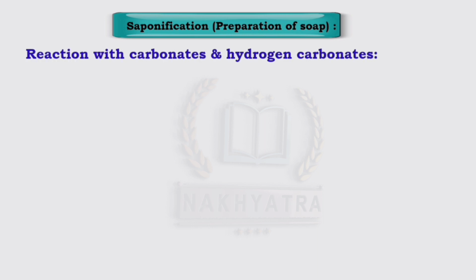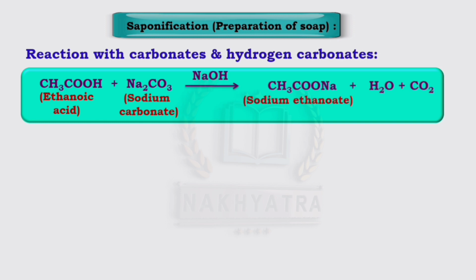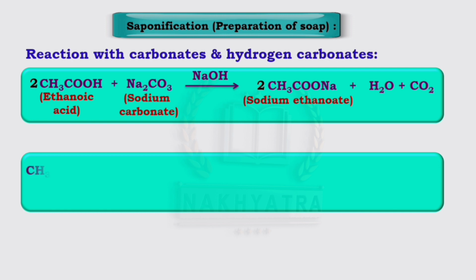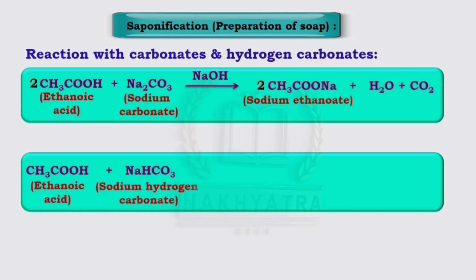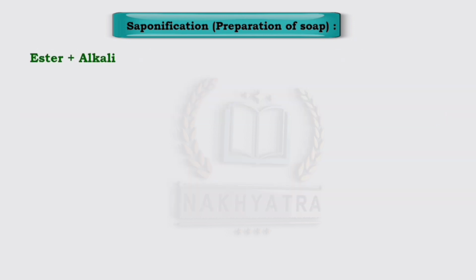Now see the reaction with carbonates and hydrogen carbonates. This is the first reaction with carbonates. When ethanoic acid is reacted with sodium carbonate in presence of sodium hydroxide, it gets converted to sodium ethanoate plus water plus carbon dioxide. Now balance the reaction. Okay, now next see the reaction with hydrogen carbonates. When ethanoic acid is reacted with sodium hydrogen carbonate in presence of sodium hydroxide, it gets converted to sodium ethanoate plus water plus carbon dioxide. So guys, these are the two reactions with carbonates and hydrogen carbonates. All of you clear? Now next we will see ester plus alkali.